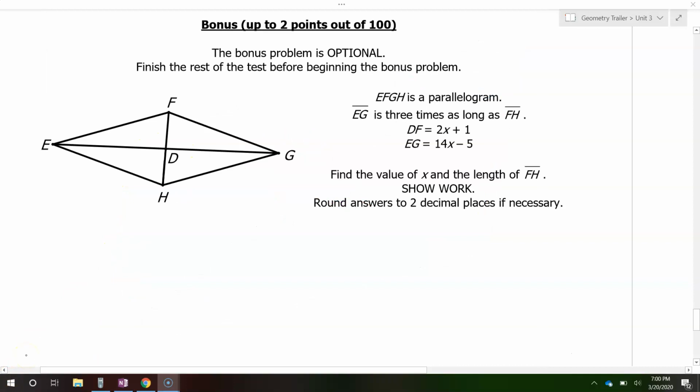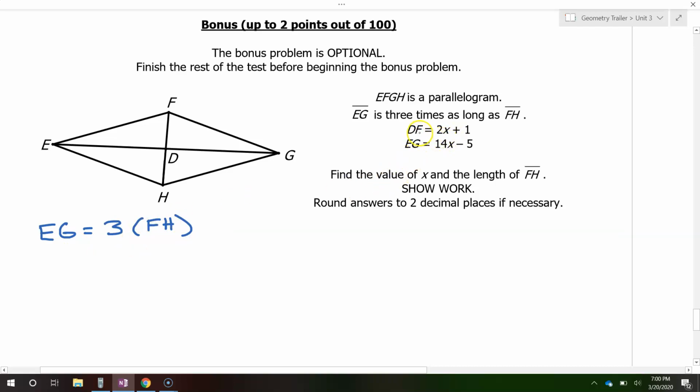All right, the final question is a bonus problem, so let's get it. This is a parallelogram. EG is 3 times as long as FH. I feel like I should just write that down somewhere. Okay, so EG is 3 times as long as FH. All right, remember that.